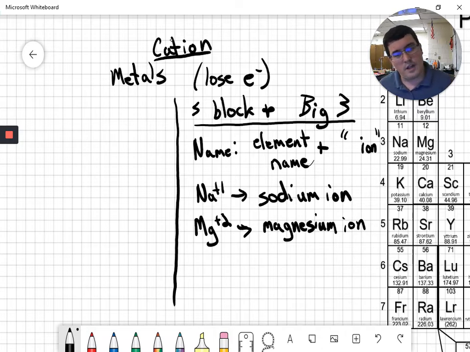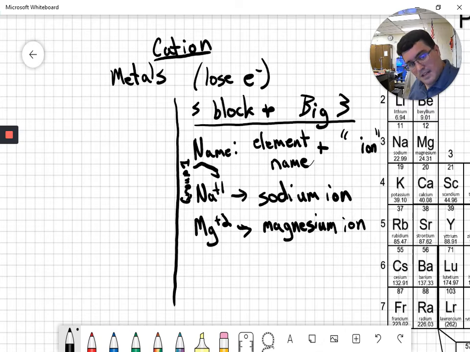So what are you going to notice? Well, sodium is in group 1. Here, I got it right on the side here. So there's group 1. And notice it's got a +1. Group 1s all have +1s. Group 2s all have +2.